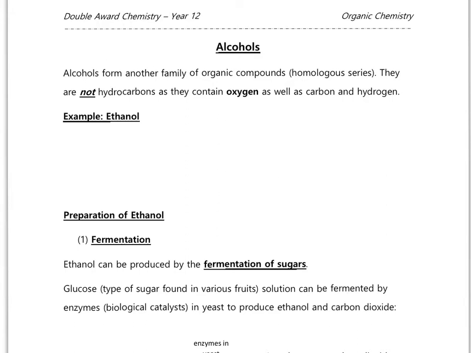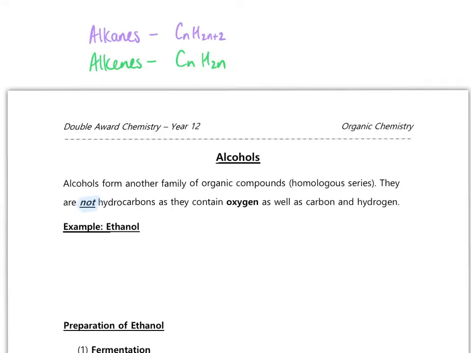And in fact, we're about to draw an alcohol, but you don't even need to be able to draw the structure of alcohols. It's just so that you can actually see it. But the key thing to point out is that they are not hydrocarbons. So if you remember, alkanes and alkenes were hydrocarbons. So at the top of the page I've written their general formulas. For alkanes it was CnH2n+2, and with alkenes it was CnH2n.